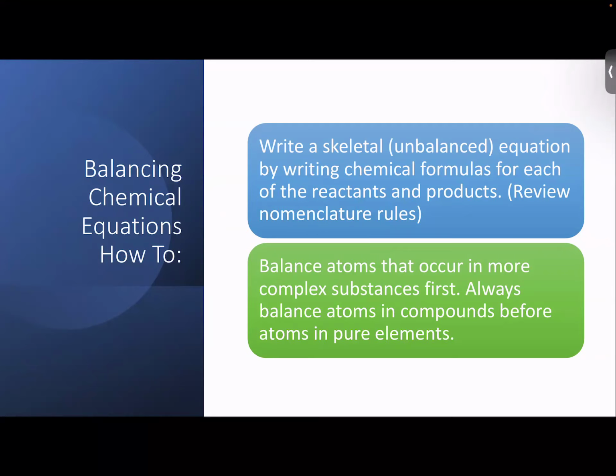The first thing we're going to do is write an unbalanced chemical reaction, just like we started with our methane combustion reaction. We're again going to balance the atoms that occur in more complex substances first. I balanced the methane first because it was more complex than O2.